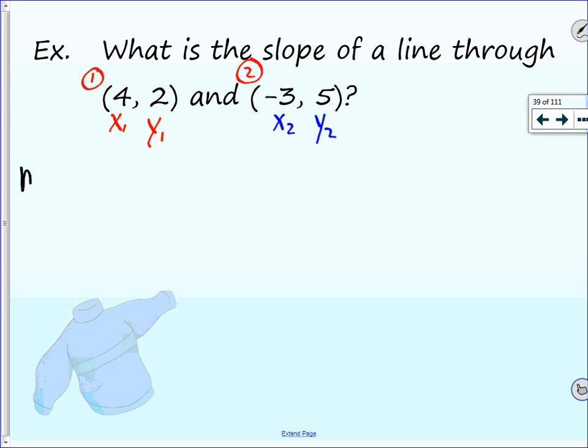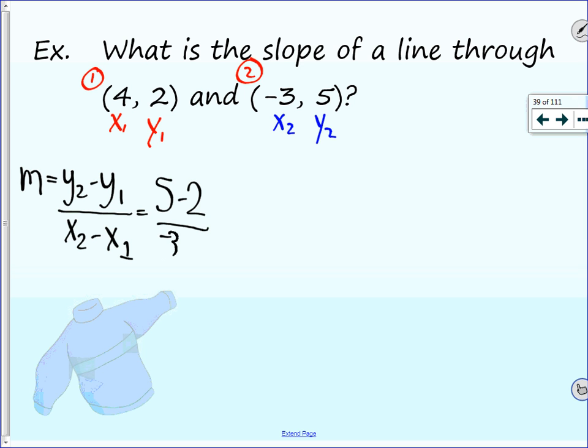Then you have the slope equation, and again we use m to denote slope, and it was y2 minus y1 over x2 minus x1. The difference in the y's over the difference in the x's. So now I'm going to substitute in my values as I assigned them. So it is 5 minus 2 over -3 minus 4. In the numerator I get 3, and in the denominator I get -7. Generally I don't want to leave the negative in the denominator, it just looks weird down there, so I'm just going to call it -3/7.